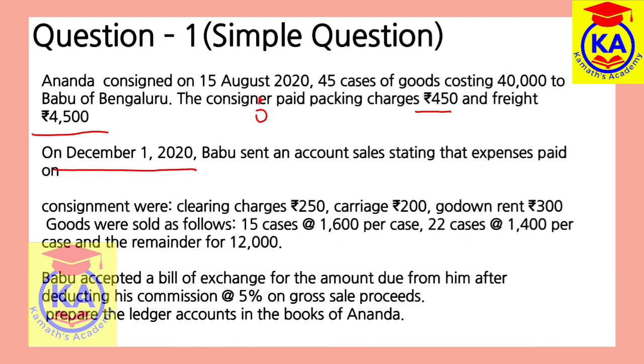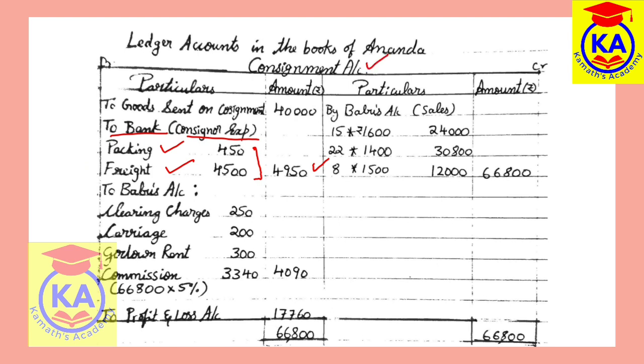On December 1st, 2020, Babu sent an account sale stating that expenses paid on consignment were clearing charges rupees 250, carriage of rupees 200, godown rent of rupees 300. So this is the consignee's expenses. In the consignment account, the consignee's expenses will be written as 'To consignee's account', the name of the consignee. Here the consignee is Babu. You have to write his expenses: clearing charges rupees 250, carriage of rupees 200, godown rent of rupees 300. So these 3 were mentioned.